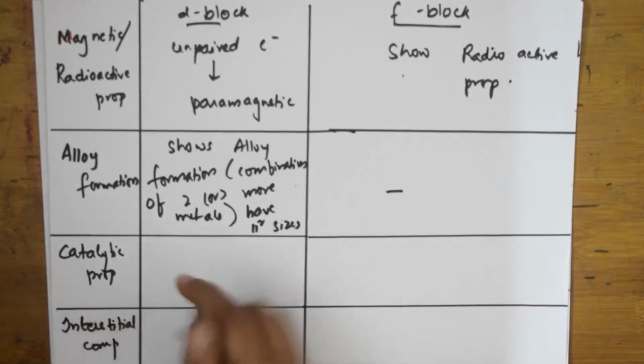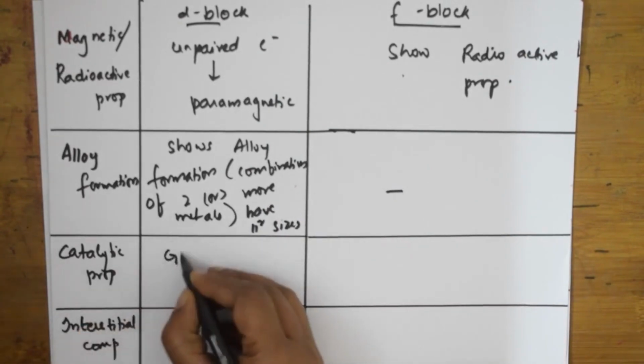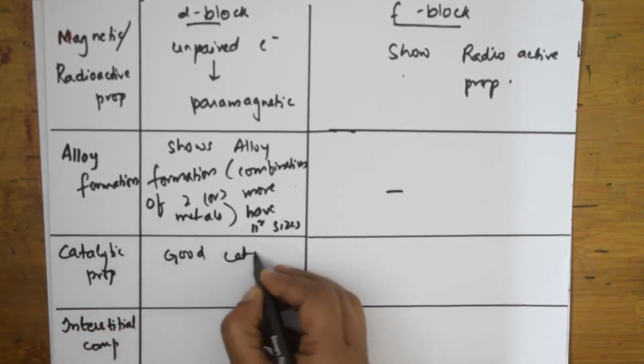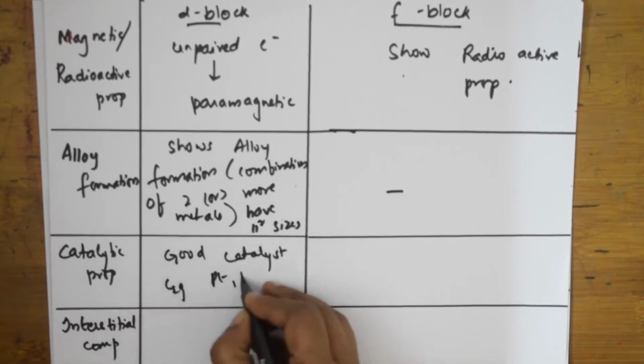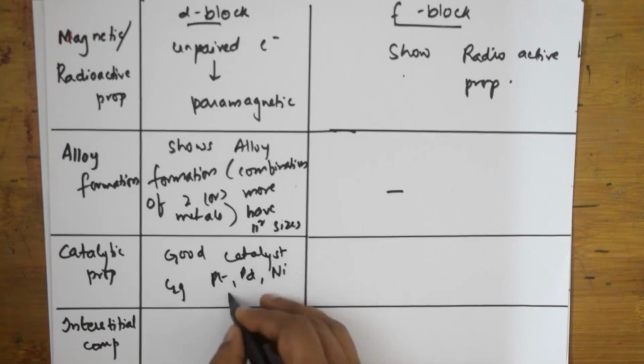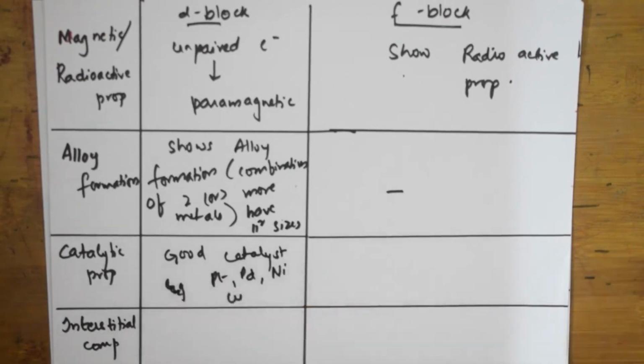When I speak about catalyst, yes, D block elements are good catalysts. So they're very good catalysts. If I have to take an example, platinum, palladium, nickel, copper, all these are good catalysts which are used in chemistry. So that fact is not observed here.